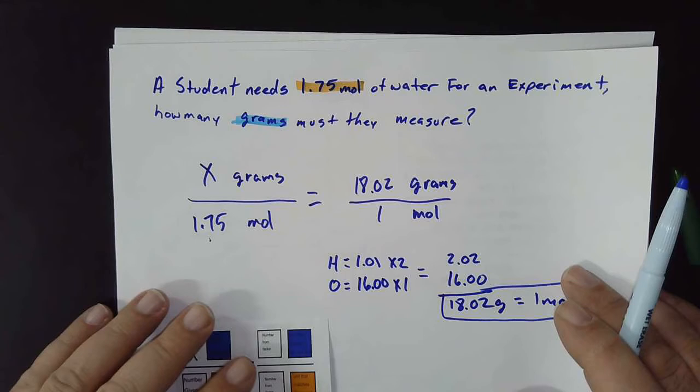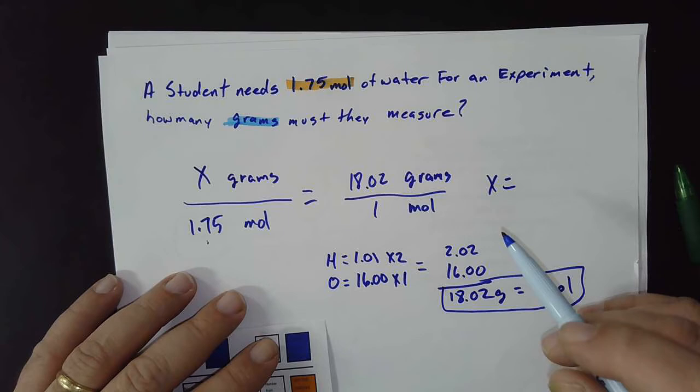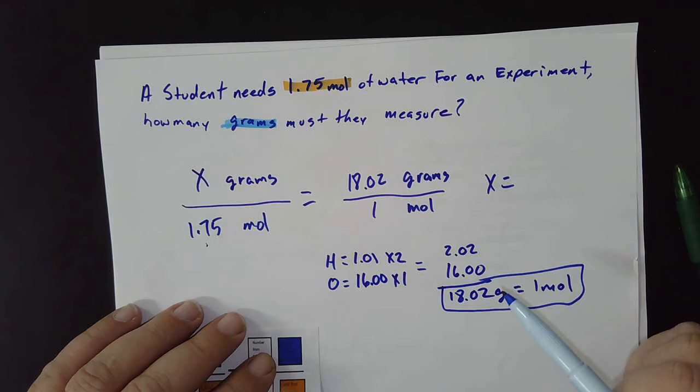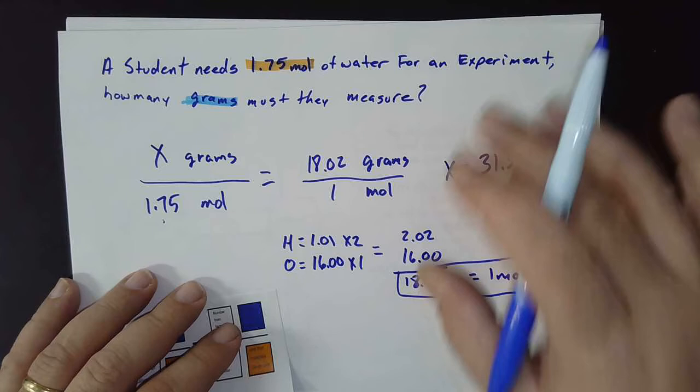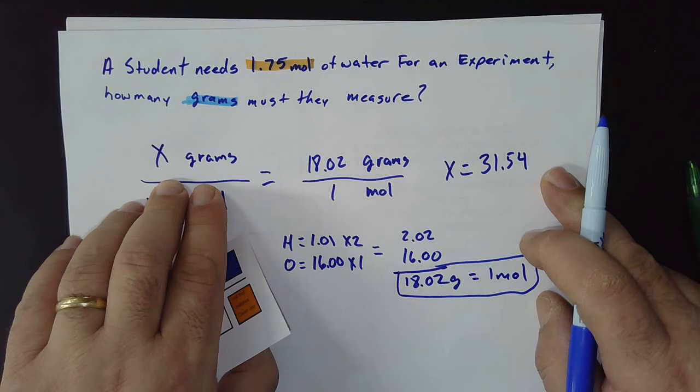So what is 1.75 times 18.02? Who has a calculator out still? 1.75 times 18.02. 31.535. So that'd be 31.54 because it's a mass. All of our masses are in two decimals. What unit am I going to put there? What unit was I solving for? Grams. So I'm solving for grams.